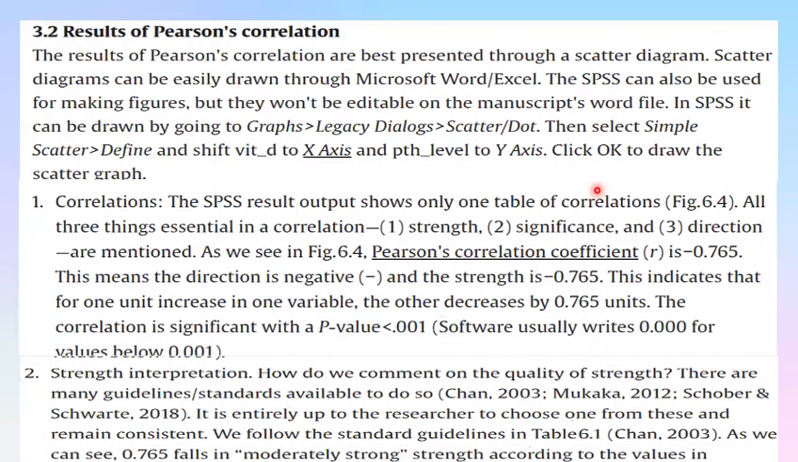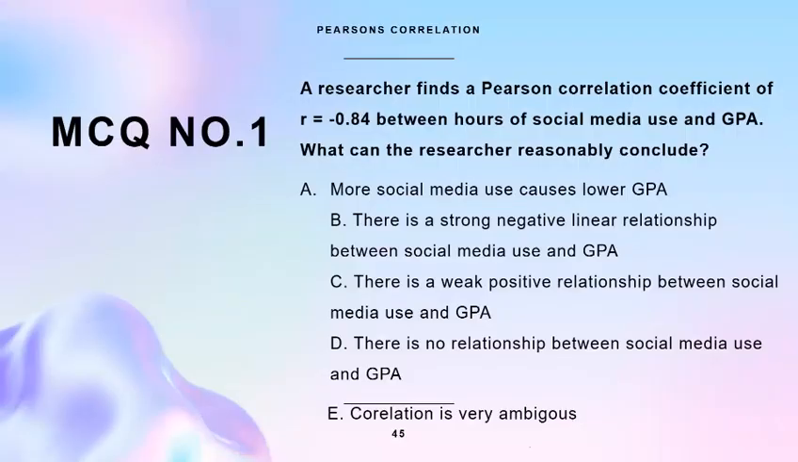How are we going to interpret it? They are also given with a p-value less than 0.001. Now the MCQ session. MCQ number 1: a researcher finds a Pearson's correlation coefficient of r equal to 0.84 between hours of social media use and GPA. What can the researcher reasonably conclude?